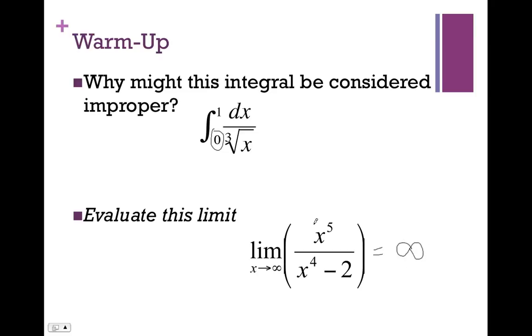For the second question, what did you get for this limit? I'm hoping we got infinity. We can think of this one in terms of n behavior. The power in the numerator is greater than the power in the denominator. I can think about the n behavior of this as this minus 2 not really mattering, and this leaves me with x, and as x goes to infinity, this limit will go to infinity.